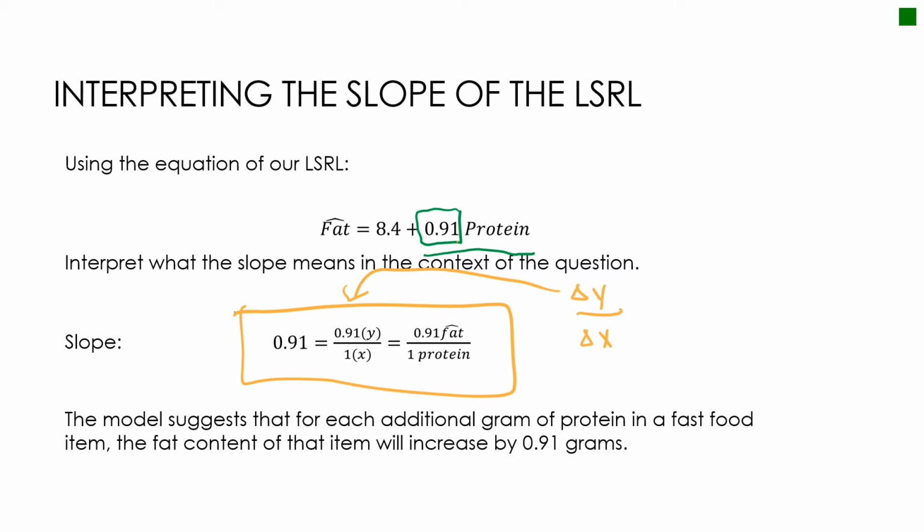And so my interpretation of the slope is that this model suggests that for each additional gram of protein, so for each additional whatever your x is goes here in a fast food item, the fat content, this is the y of that item, will increase by 0.91 grams. This is the slope. So that is how I interpreted the slope. For every additional x, y is increasing or decreasing by whatever the value of the slope is.